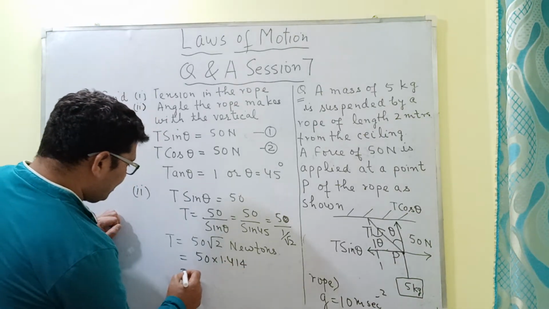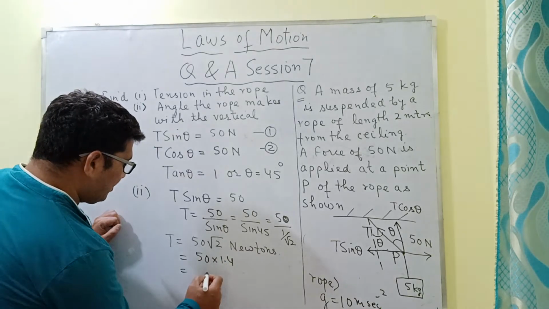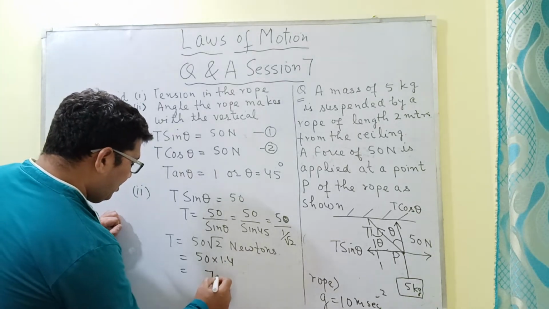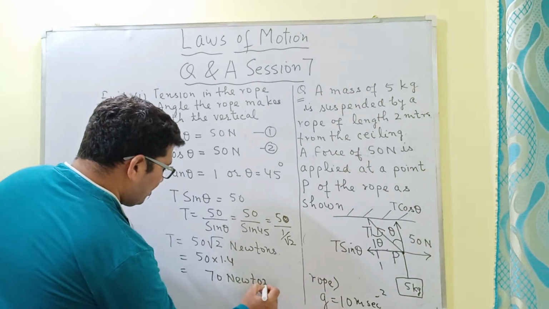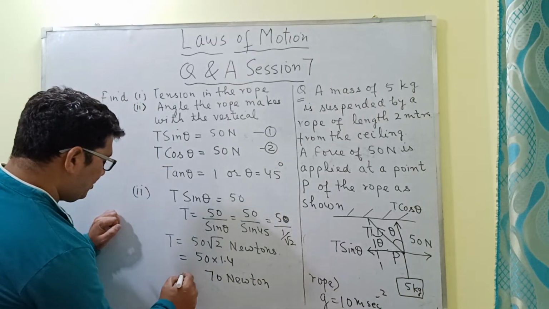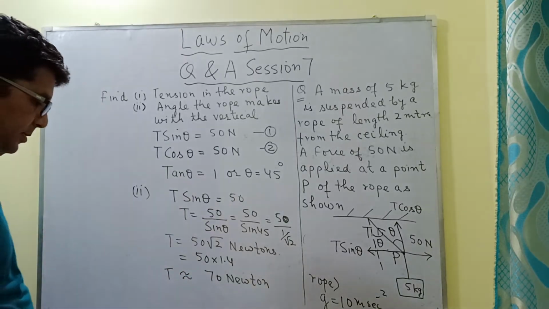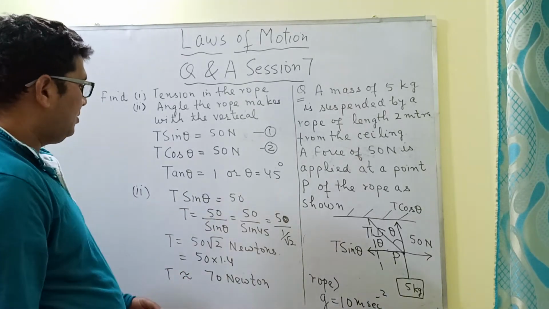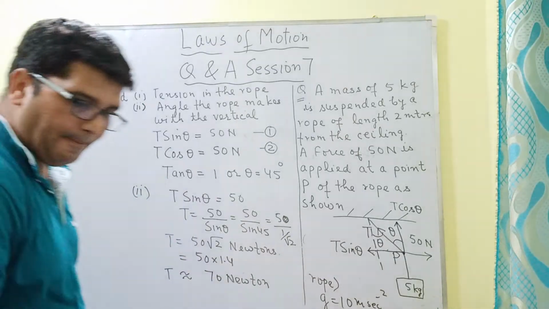1.414 I think. So if I just multiply it by 1.4, it will be approximately equal to 70 newtons. Okay, so this was the first question. Now let's move on to the second question.